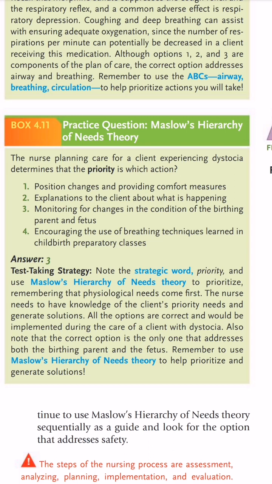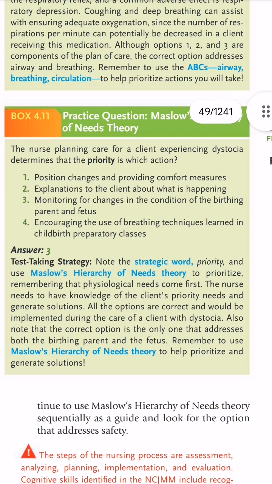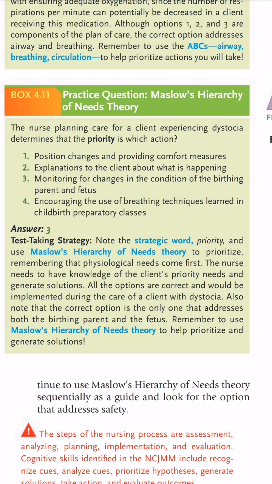Now you can see in the test-taking strategy, the priority: use Maslow's hierarchy of needs theory to prioritize, remembering that physiologic needs come first. Yes, the nurse needs to have knowledge of the client's priority needs and generate solutions. All the options are correct and would be implemented during the care of a client with dystocia. Also note that the correct option is the only one that addresses both the birthing parent and the fetus. As I told you, the fetal position and fetal heart rate are about the fetus, and another is about the parent, how the parent is feeling at that moment. Remember to use Maslow's hierarchy of needs theory to help prioritize and generate solutions.